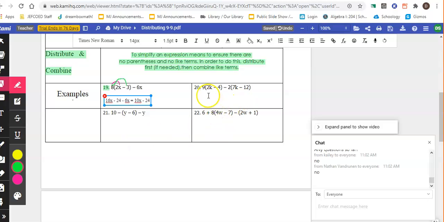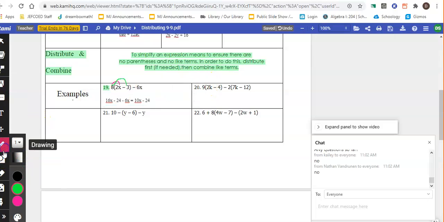All right, so 20, guys, we've got to check to see if we have to distribute. So we have two sets of parentheses with terms outside. Okay, so for this one, we're going to distribute the 9 to the 2k. And then we're also going to distribute the 9 to the negative 4. All right, now, looking at the next set, we've got a negative 2. So we're going to distribute that negative 2 to the 7k. And then we're also going to distribute that negative 2 to the negative 12.